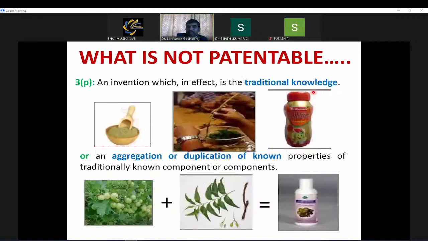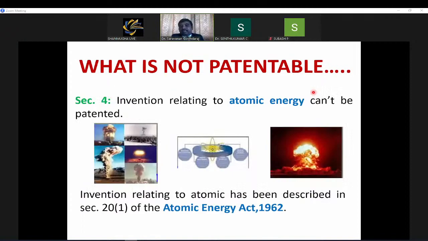So this is about the 16 subcategories of section 3, that is 3A to 3P. Then section 4, which is related to atomic energy. According to the Atomic Energy Act 1962, any invention related to atomic energy is non-patentable.